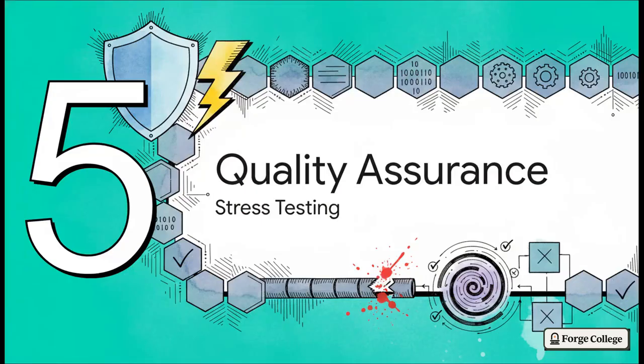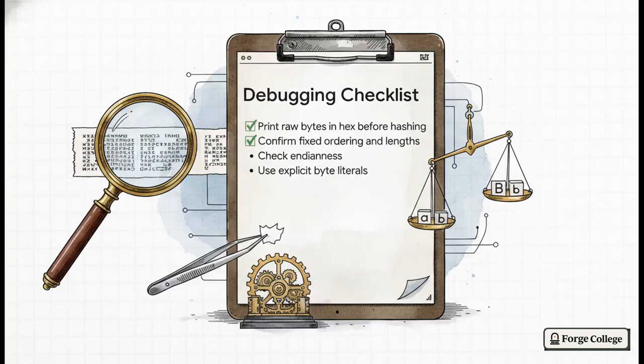Part 5, Essential Quality Assurance, Stress Testing. Okay, even the best engineers run spot checks to catch trivial collisions and gross implementation errors. If a test fails, don't panic. Just run through this debugging checklist.